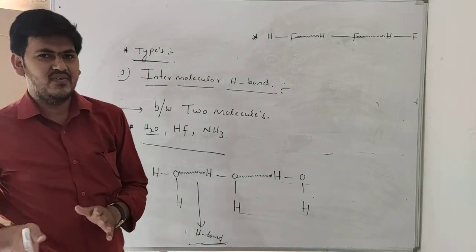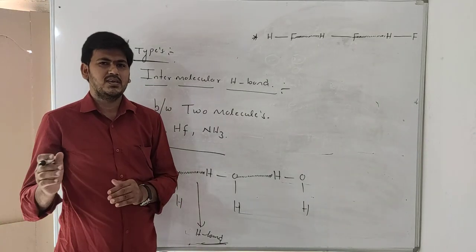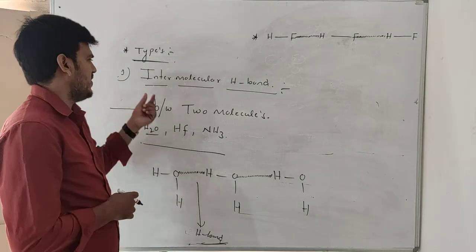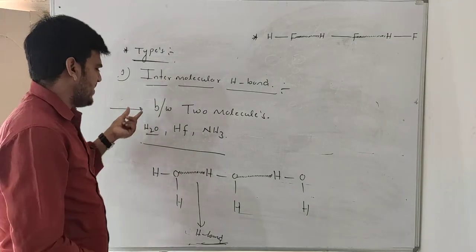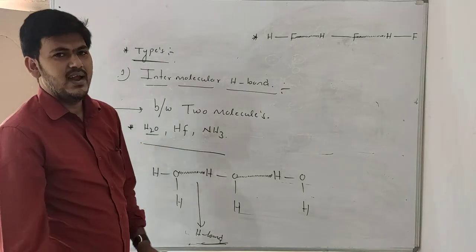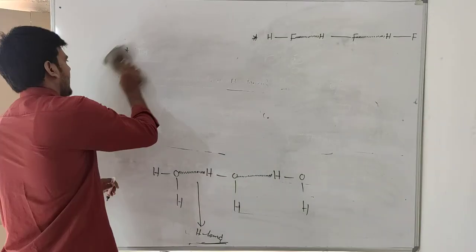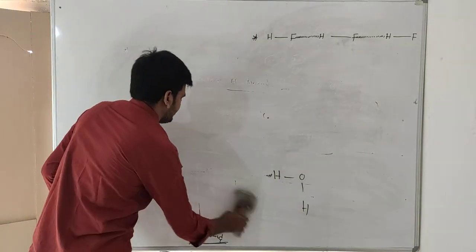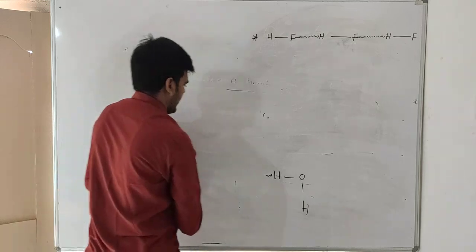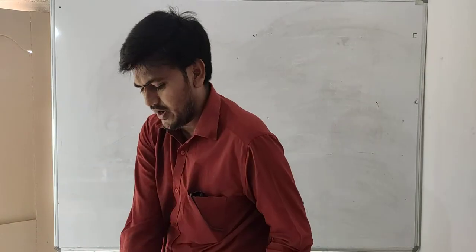Okay. So the hydrogen bond definition and its types: intermolecular hydrogen bond and intramolecular hydrogen bond. The first one is the intermolecular hydrogen bond, and the best examples are water, hydrogen fluoride and ammonia. The second one is the intramolecular hydrogen bond.